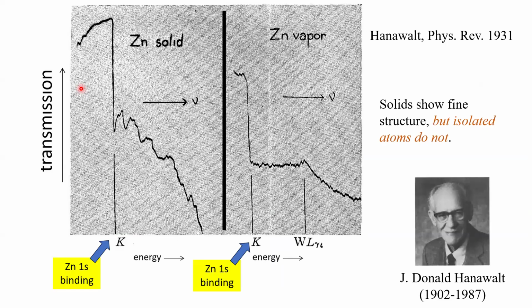So first, he did an experiment here. Again, what we're seeing here is the transmission through some samples. Here, the sample is zinc solid. So when you hit the absorption edge, the absorption coefficient goes up, which means the transmission goes down, and then you see fine structure. And then he had a furnace where he heated up the zinc enough to get enough vapor in the beam path to do XAFS on zinc vapor. And now there's no fine structure. So a solid shows fine structure, isolated atoms do not.